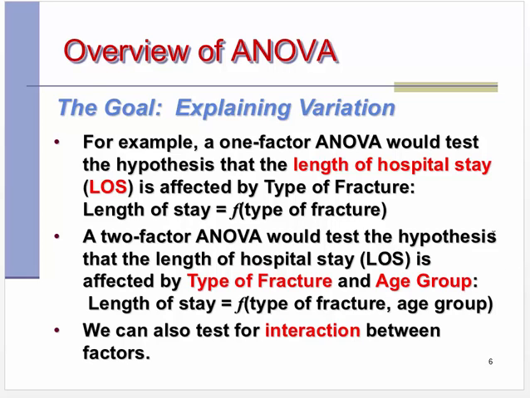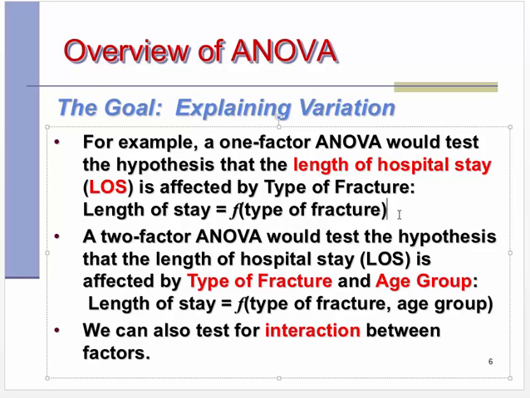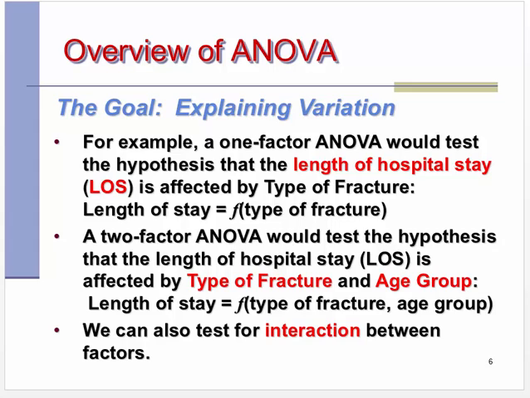For example, a one-factor ANOVA would test the hypothesis that the length of a hospital stay, or LOS, is affected by type of fracture. The length of stay is a function of type of fracture. In this example, we know that patients go to hospitals for fractures in their bones. And how long do they stay? The length of hospital stay, or LOS, is a dependent variable. That variable depends on the type of fracture the patients have. Maybe it's the hip bone or head bone or other bones, different types of bones.